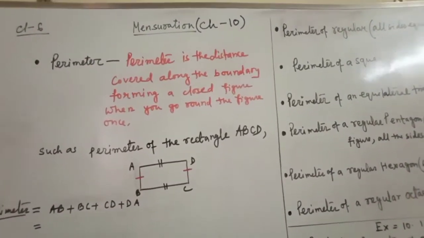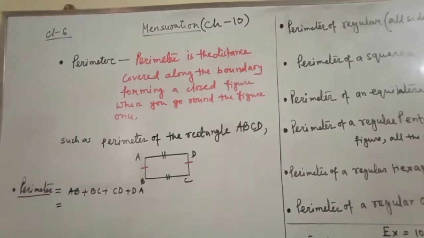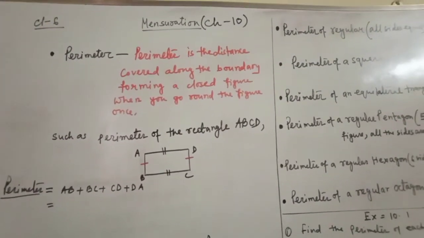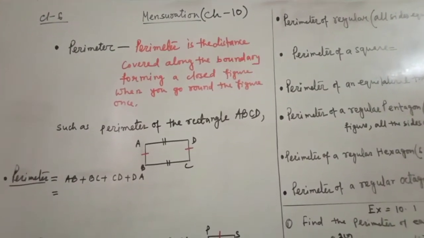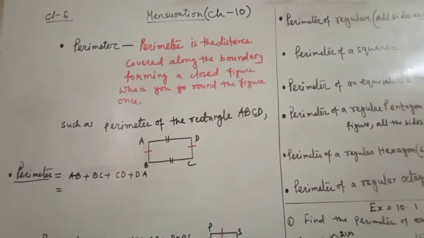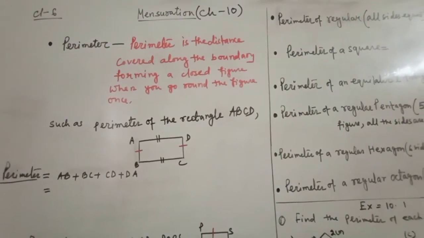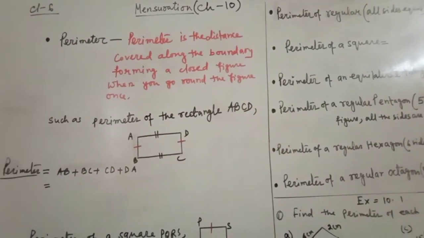Today we will do a new chapter, mensuration. It is in your book, chapter 10. Here, first of all, we have to work with perimeter. The word perimeter. What do you mean by perimeter?